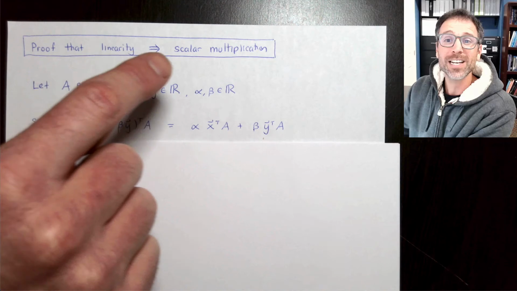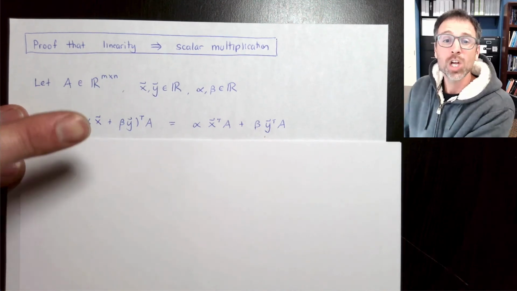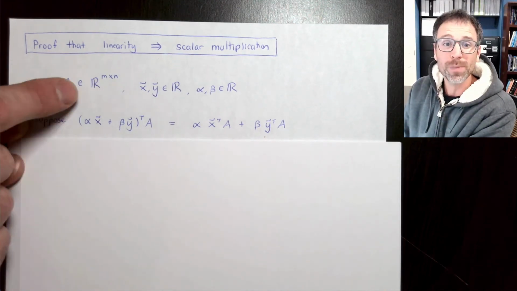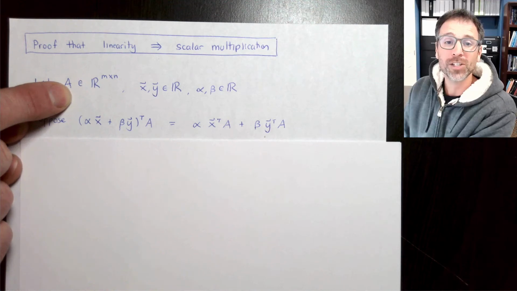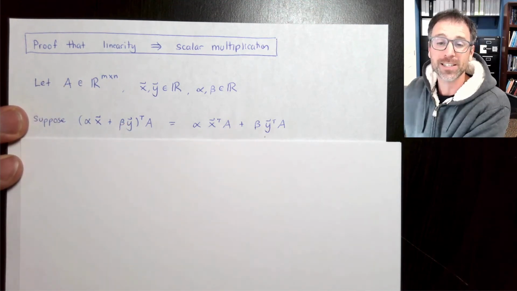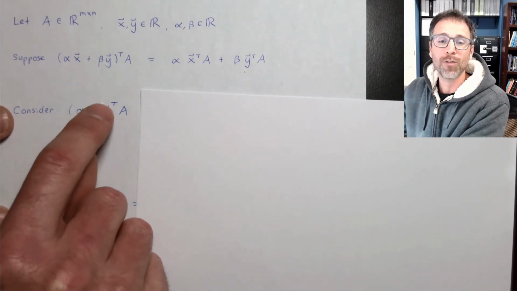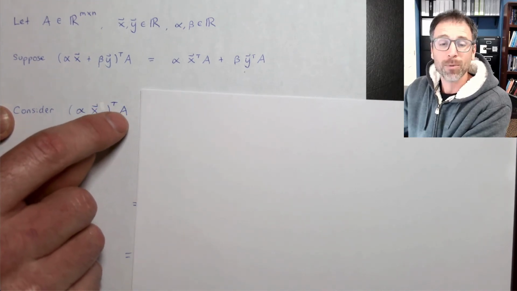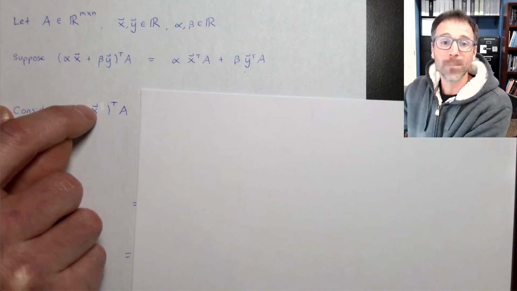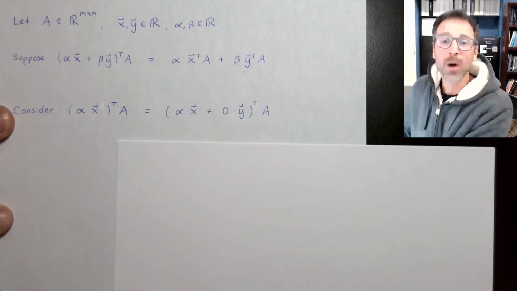Let's prove that linearity is equivalent to scalar multiplication. So we assume the consequent. We assume that our row vector matrix multiplication is linear, so it satisfies this condition. And then let's do the forward approach here. So we'll start with alpha x transpose times A. And remember, we want to show that the consequent is true, that I can pull the alpha out. Let's think about what we know.